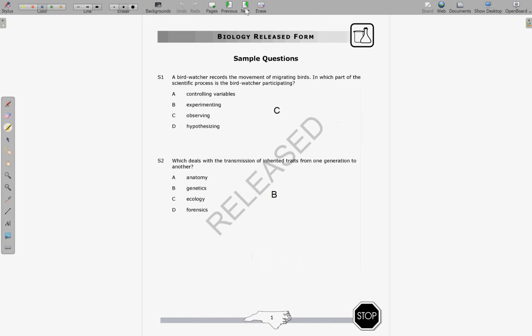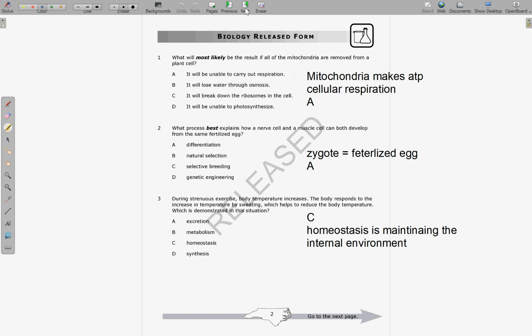Alright, so these are the sample questions. I don't actually think you have sample questions anymore because it's all online, but there they are. Remember that the mitochondria makes ATP. So if you add mitochondria or remove mitochondria, you're affecting cellular respiration and ATP production.